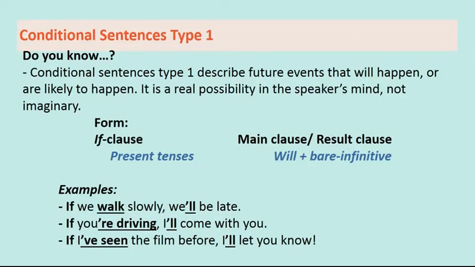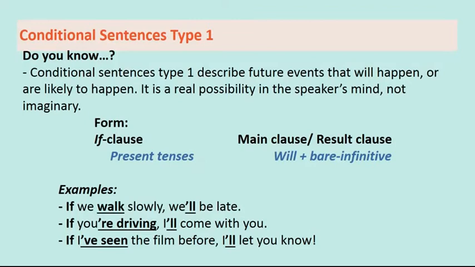Here, I'll show you some important points about the conditional sentences type 1. Conditional sentences type 1 describe future events that will happen or are likely to happen. It is a real possibility in the speaker's mind, not imaginary. We have the following examples. If we walk slowly, we'll be late.